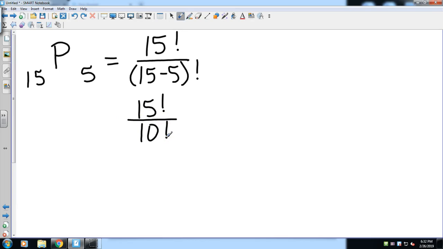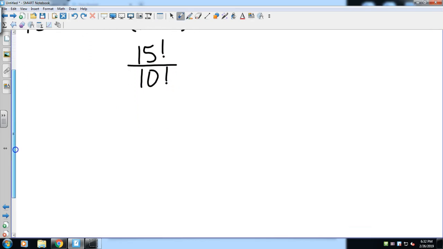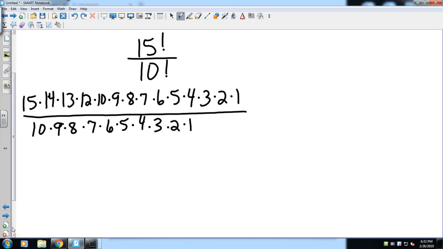Now, I'm going to go ahead and write this out the long way. I'm going to do this one time, and it's going to take me a couple of seconds, so I'll be right back with you. And this is what we come out with, and you can go ahead and hit pause on that one if you would like, and go ahead and write that. So again, 15 factorial over 10 factorial.